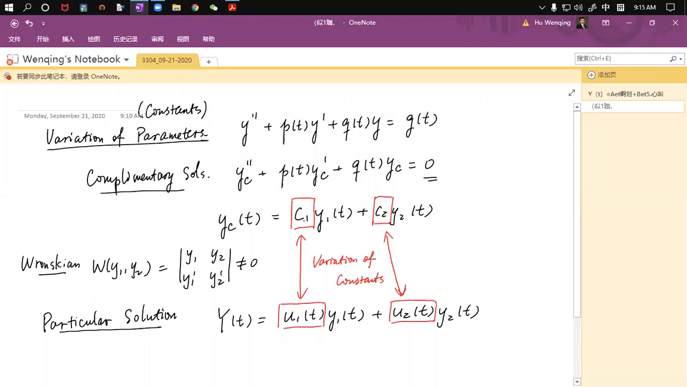Previously, it was two constants, c1 and c2. Now you vary them into two functions, u1(t) and u2(t). Therefore, you have to know how these functions look. Otherwise, you're not finding a particular solution. You're only finding a form of the particular solution, but you don't know exactly what the particular solution will be. That is the important thing about the variation of parameters method.